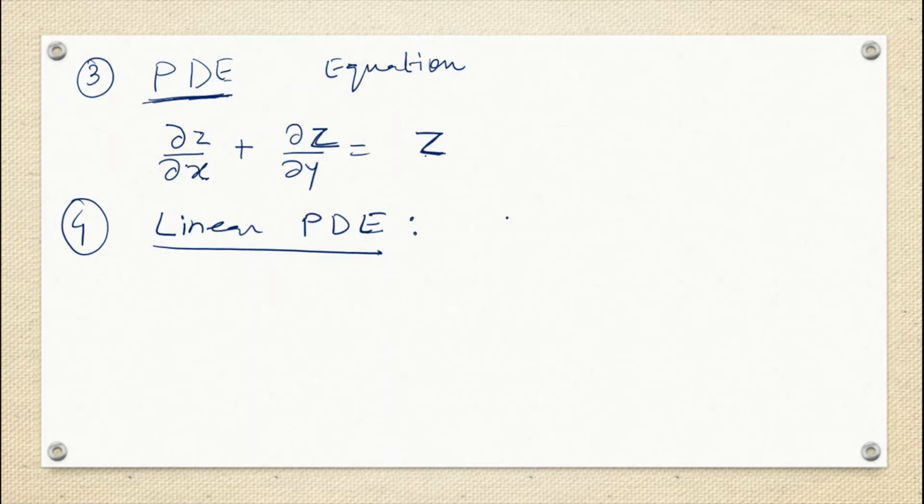Suppose I'm writing some example like del 3z by del x cube, and this equals del by del y of z plus suppose 2z. So this is one example of linear partial differential equation. Why am I calling it a linear partial differential equation? Because in a linear partial differential equation we need to fulfill three properties. So the very first property is what? And one thing is for sure that z is a multivariable function, right? Here z depends on these two independent variables. x is an independent variable, y is an independent variable, and z depends on x and y.